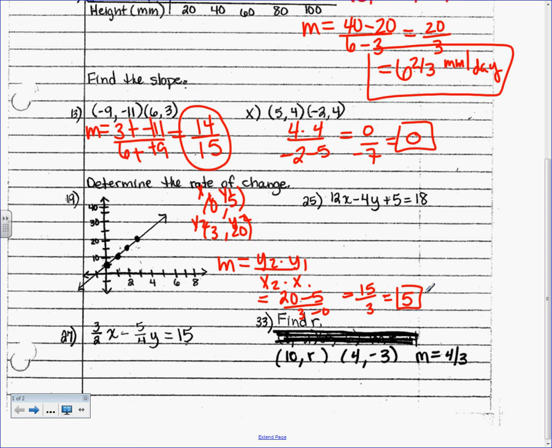So I'm going to put this one in slope-intercept form. Again, slope-intercept form is y equals mx plus b, where m is your slope. So on 25, I want to get the y alone. I'm going to go ahead and subtract 12x from both sides and subtract the 5 from both sides. So I'm left with negative 4y equals, let's do the negative 12x first, because you usually want that first anyway.